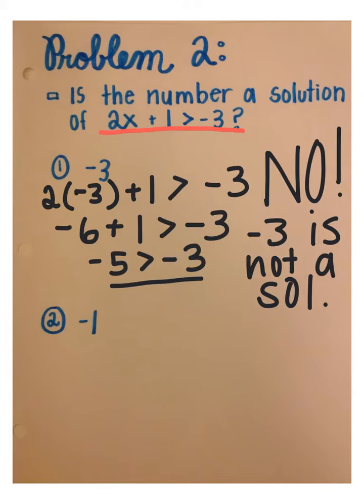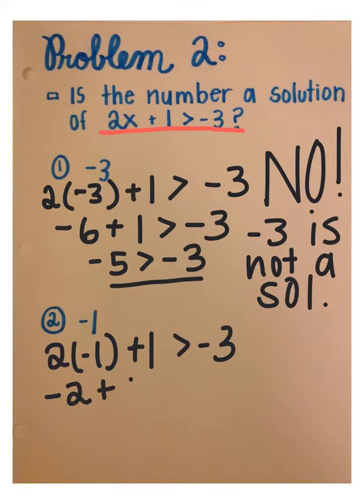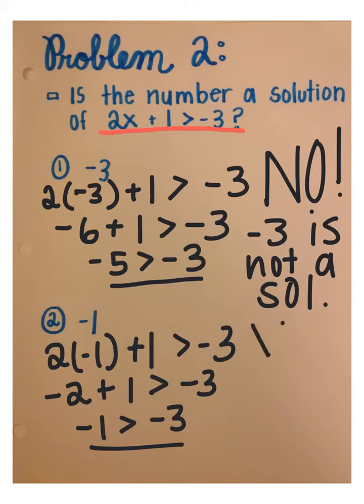So let's look at the second one. All I'm going to do again is plug in -1 for x. So 2 multiplied by -1 plus 1 is greater than -3. Well, 2 times -1 will give me -2 plus 1 greater than -3. I know that -2 plus 1 will leave me with -1 greater than -3. Again, is this true? Well, -1 is greater than -3. So yes, -1 is a solution.